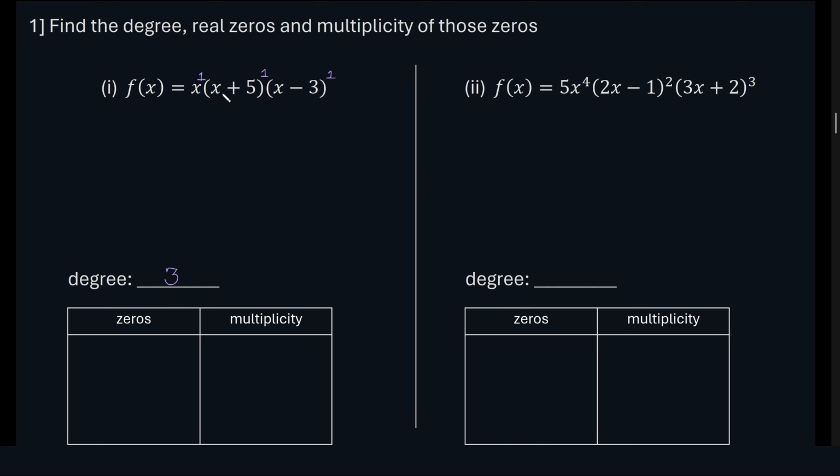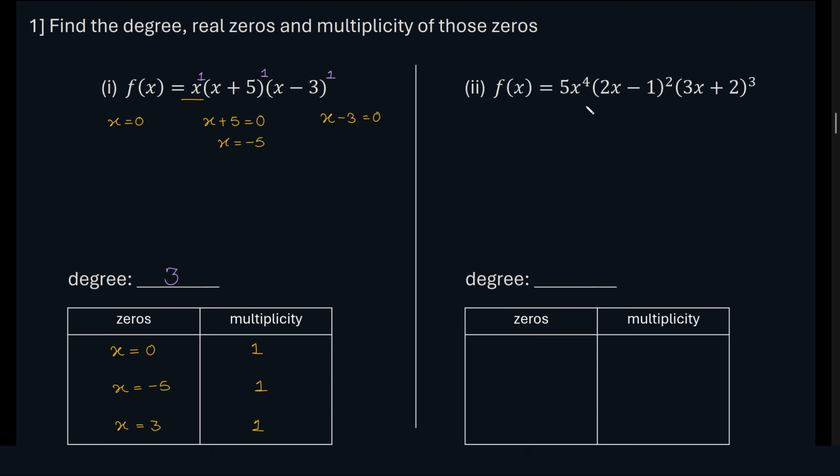Now to find the zeros, we will have to equate these individual terms to 0. So we get x equals 0, and its power is 1. So the multiplicity is 1. x plus 5 equals 0. That means x equals negative 5. So that's negative 5, and multiplicity is 1. And then finally, we have x minus 3 equals 0. So that's x equals 3, and again, the multiplicity here is 1.